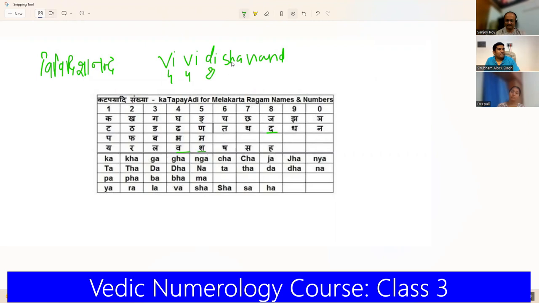Sha, this Sha will have the value of 5. Na, this Na will have the value 0. And this Na is half, and the last da will have value 8. Then you go to Ankanam Vamato Gatih, you reverse it, 805844. You divide it by 12.